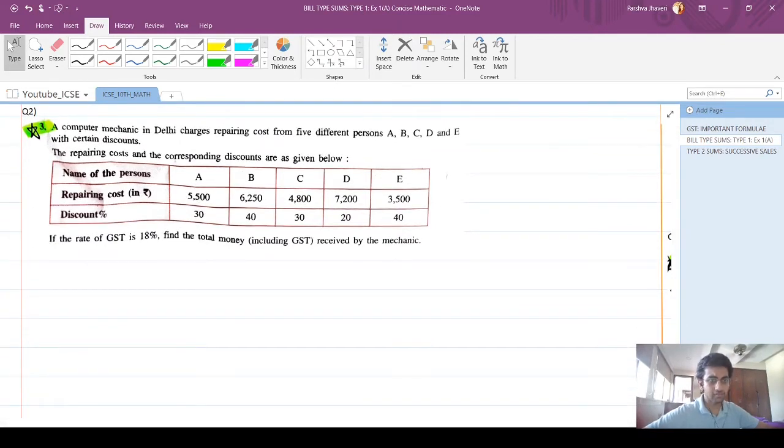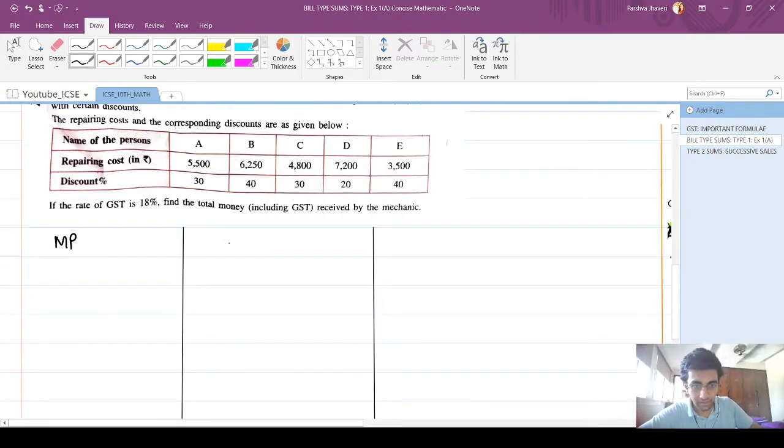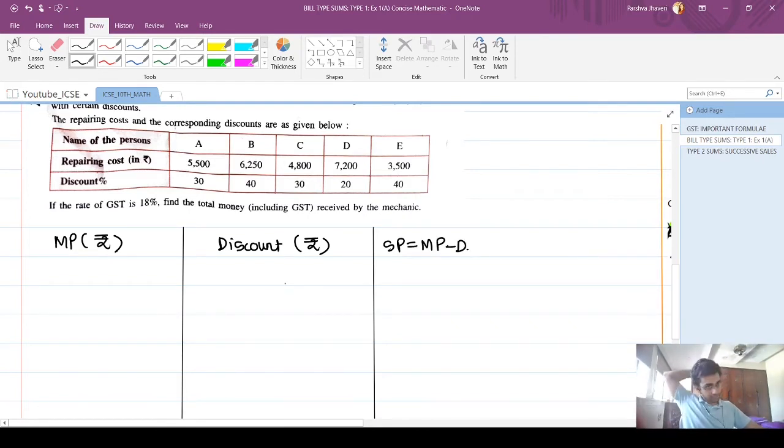Let's look at the next sum. Again, a similar type of sum, don't worry. Very easy, very scoring. All you have to do is get your calculations right. We have marked price and discount. You can calculate the discount over here only. And here also the marked price. Then we will write our SP is nothing but marked price minus discount. D is short form for discount. See, the rate of GST given here is 18% only. It's common for all his services, so we can add it to the end of the bill.